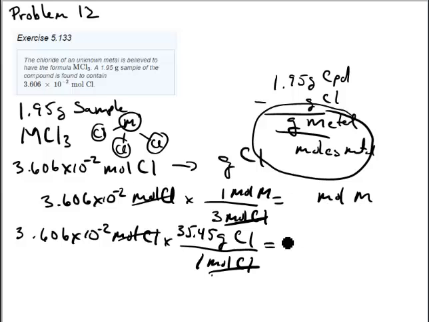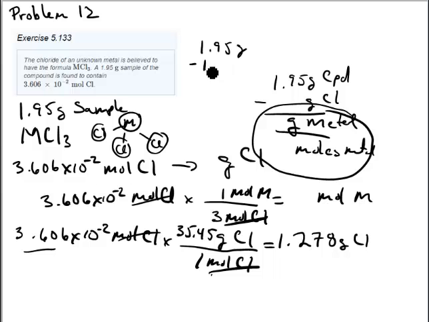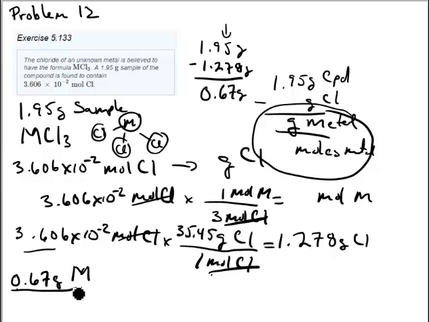So the grams of chlorine then, when I do that, is 1.278 grams of Cl. We've got 4 significant digits there. We're good. So we're going to do this subtraction up here, right? This is 1.95 grams minus 1.278 grams. Now in this case, our significant digits, it's an addition subtraction problem. So our significant digits is limited there. We're going to get out 0.67, and that is 0.67 grams of the metal in that compound.